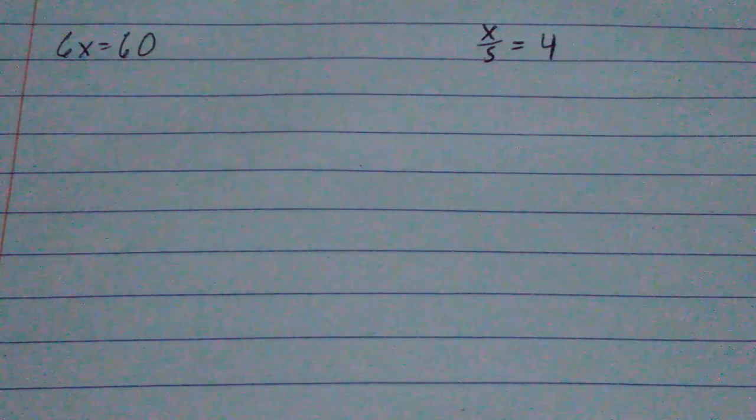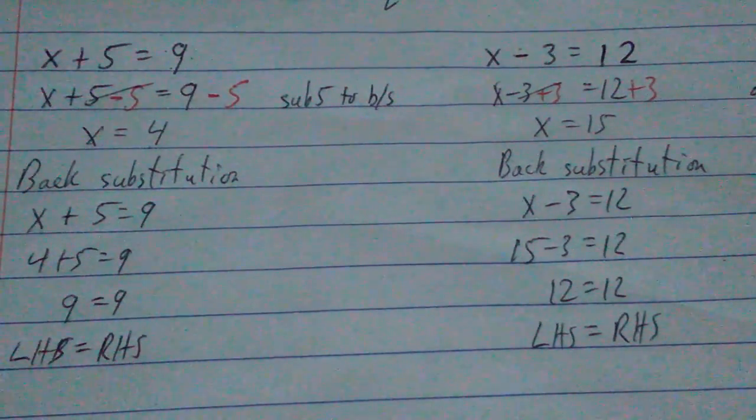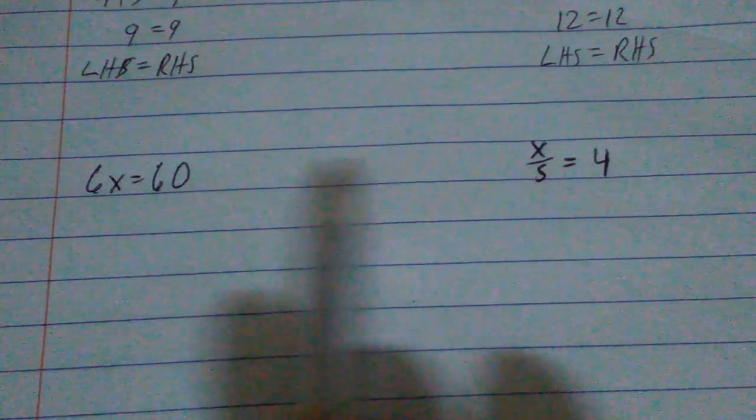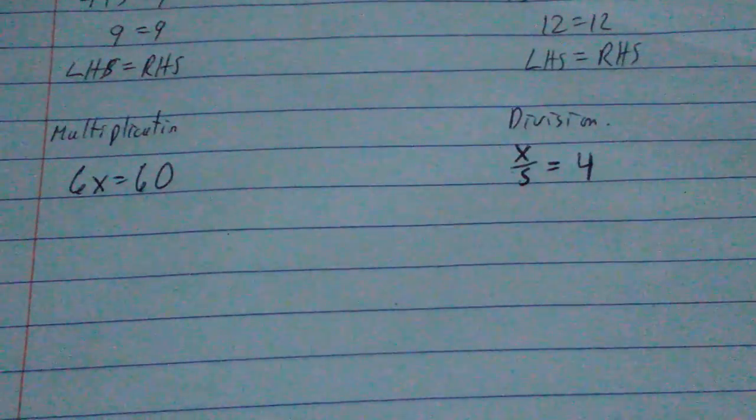We're going to be solving linear equations again. This time, it's not going to be addition and subtraction like the ones we have done before. So it's now multiplication and division. So let me write on top, multiplication, and here, division. So how do we proceed with this?